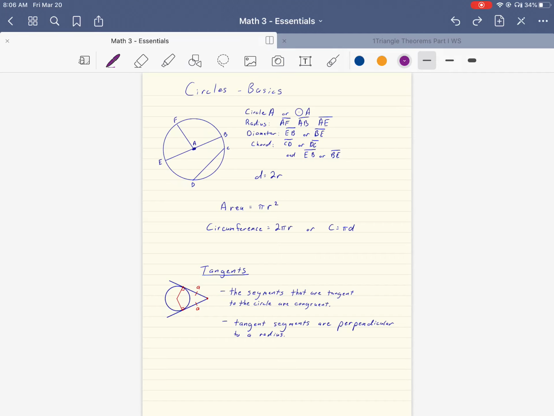Good morning, everybody. I wanted to go over some of the circle basics. This is from yesterday and today's assignment.